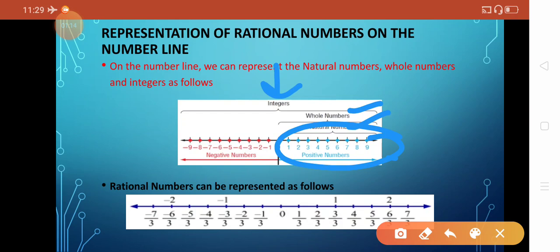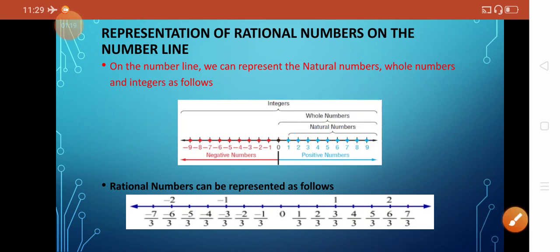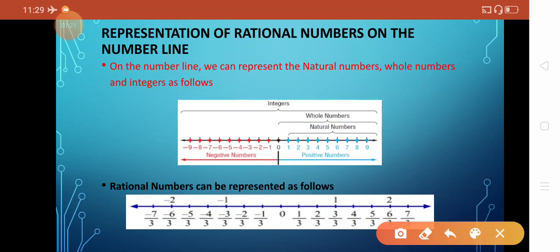But how will you represent any rational number on the number line? For example, you are given a rational number 5 by 7. The first thing you have to do is check the denominator of the rational number. The denominator represents the parts of the whole. How many parts are there? 7 parts. That means you have to divide the given portion into 7 equal parts.